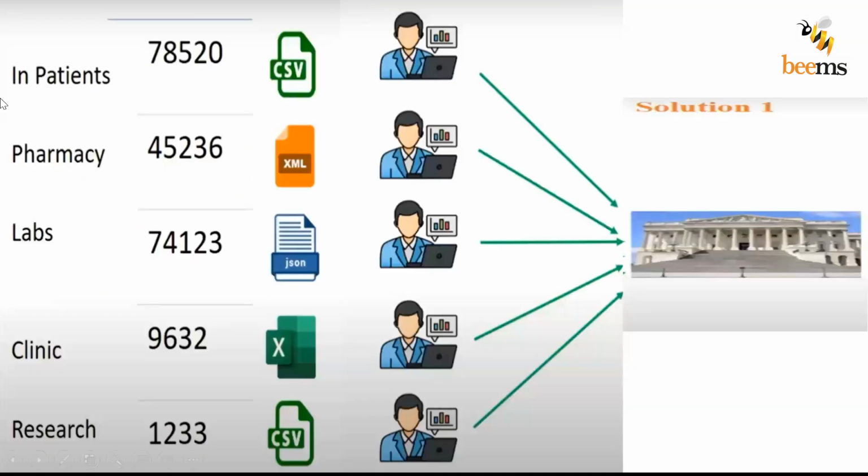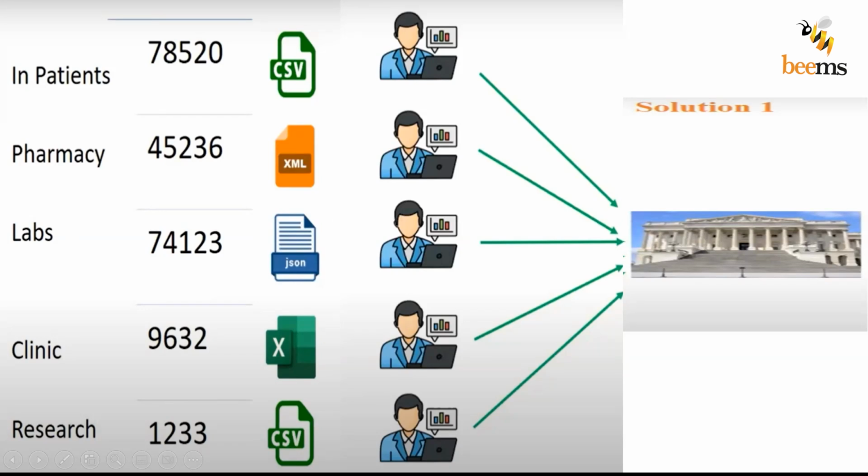Every department will have their own application, and they will capture their data in different formats. Maybe the patient information application captures in CSV. Pharmacy can be XML format, and the labs can be JSON. Clinic will be again Excel. Research information can be in CSV. So these are all different formats. But how can we integrate them? How can I bring them into one centralized location?